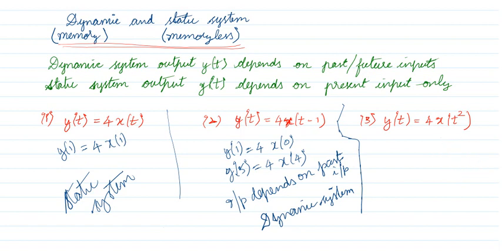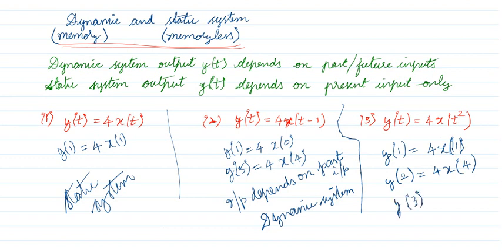Now try to answer whether it is a static system or a dynamic system. Let me say at time 1, y is equal to 4 into x of 1. If you look at this, it may look like static because the output at time 1 depends on the input at time 1. Check for some other time. y of 2 is equal to 4 into x of 2 square. 2 square is 4. So the output at time 2 is equal to 4 times the input at time 4. That is the future. I need the output at time 2, but I need the future input. Similarly, if I need the output at time 3, I need the input x of 9, times 4. So it depends on future inputs. This is also an example of a dynamic system.